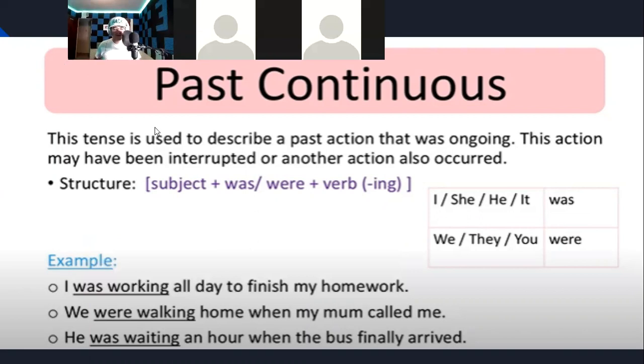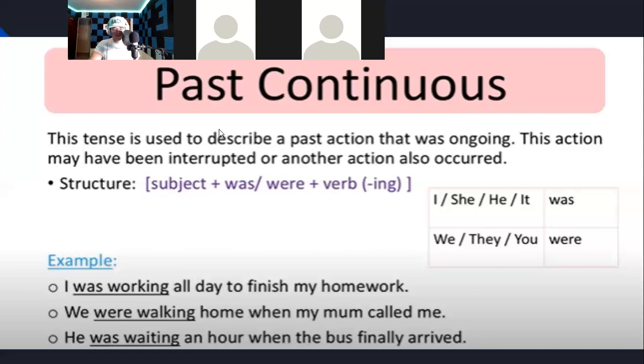We're looking at the past continuous. The continuous tense is used to describe an action that's still going. And you use the subject, then was or were, and then the verb with an ing, which I think is called a gerund or something like that.